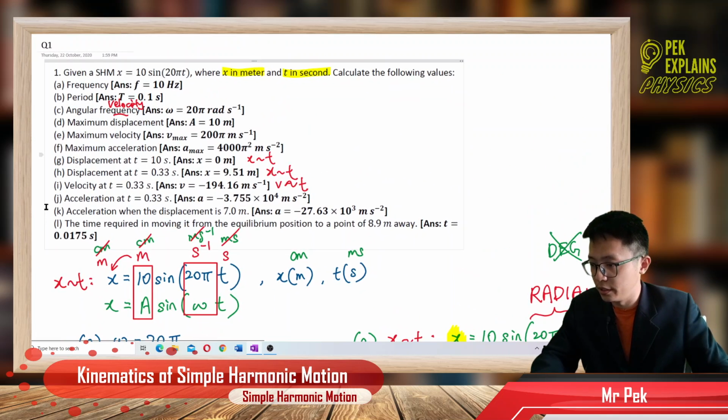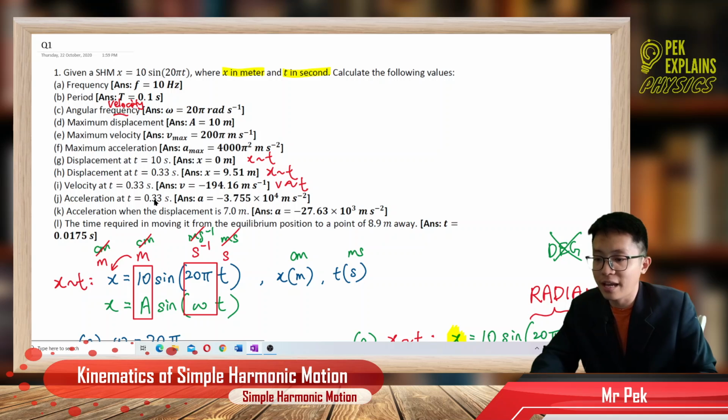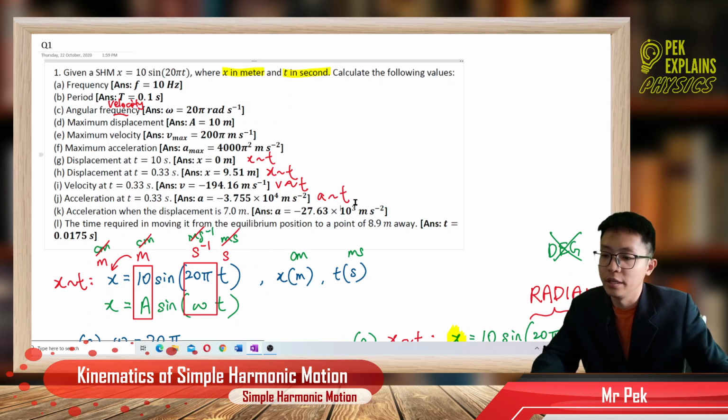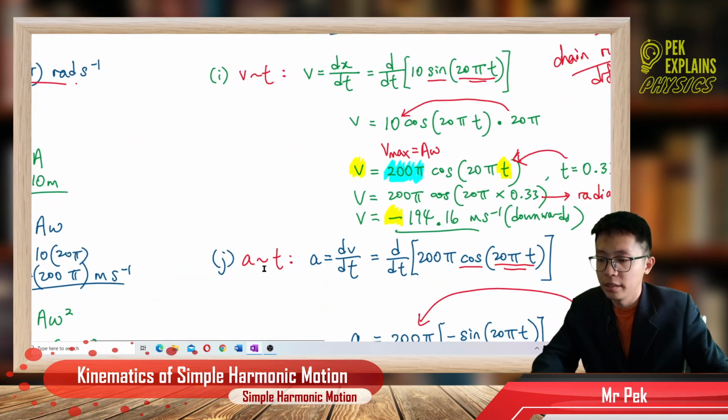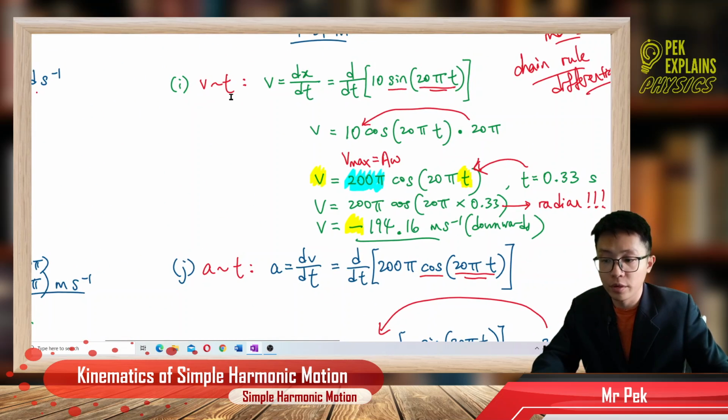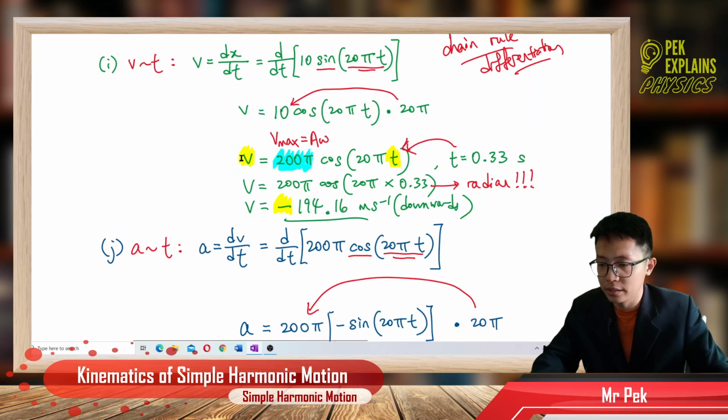Now, the next question. J, what's the acceleration at this time, 0.33? Acceleration at a time, so that means we need the acceleration time equation, the at equation. We don't have the at equation, but we have the velocity time equation. So we need to differentiate the velocity, dv over dt, to get the acceleration. The velocity equation is this one: 200 pi cos 20 pi t.